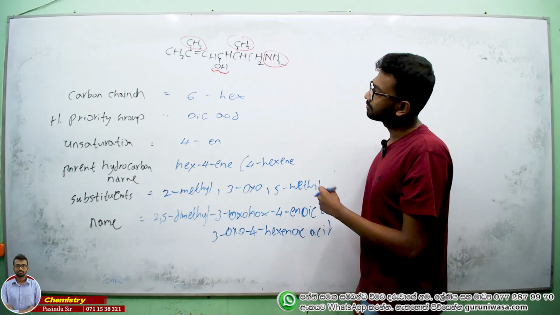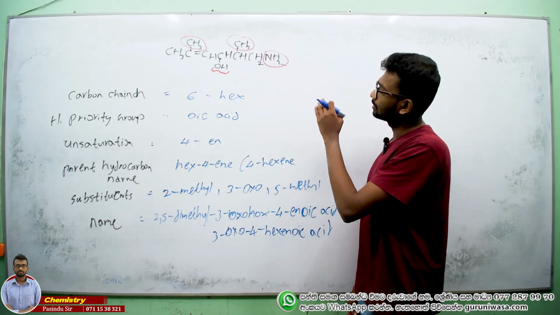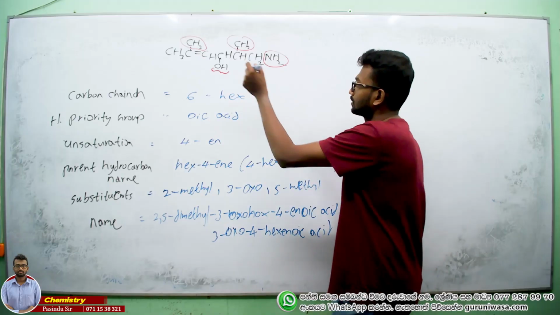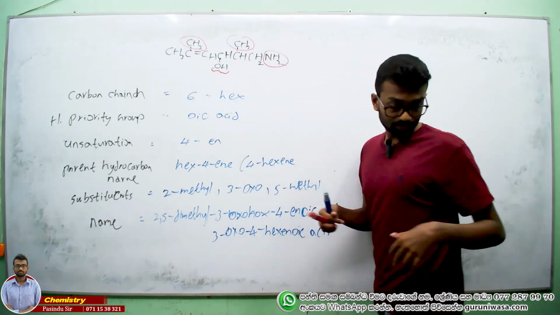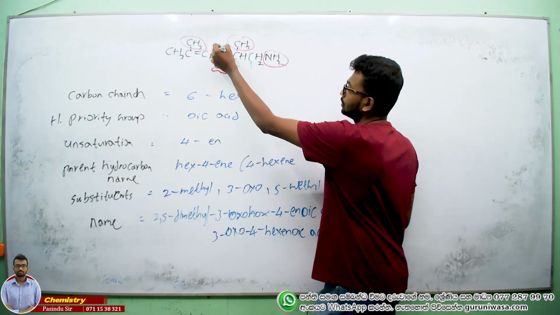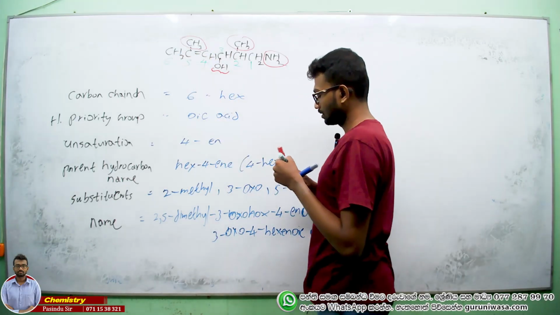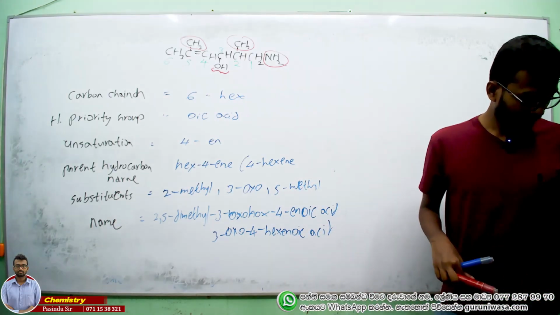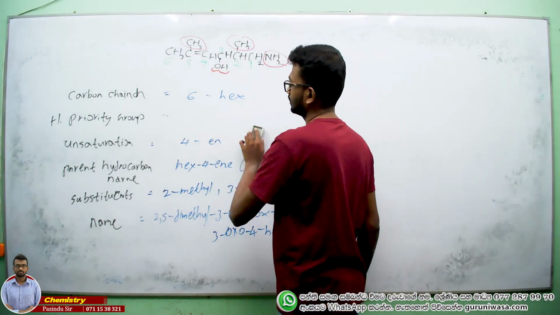So which side, left to right? 1 2 3 4. Right to left, 1 2 3. So here again this side is correct, so let's count it like that, numbering it 1 2 3 4 5 6, right? Then this is correct.